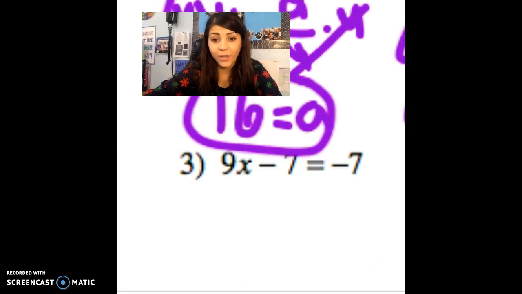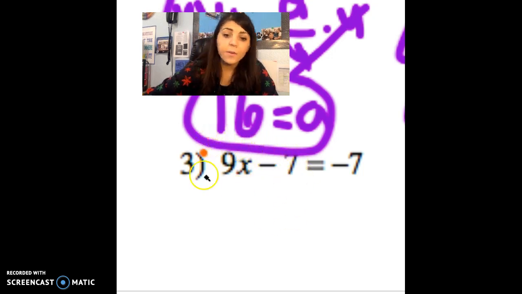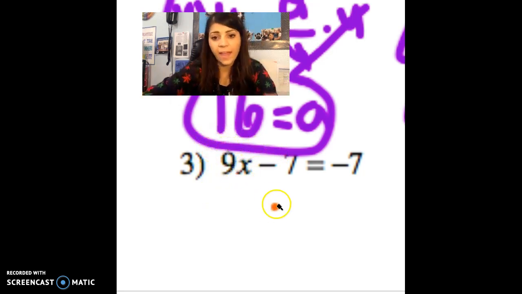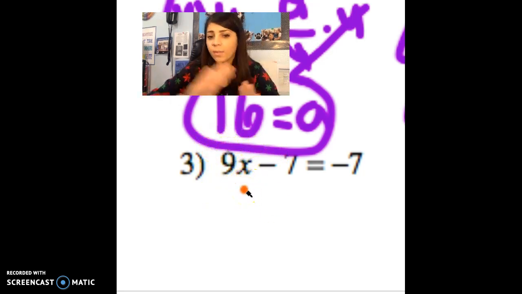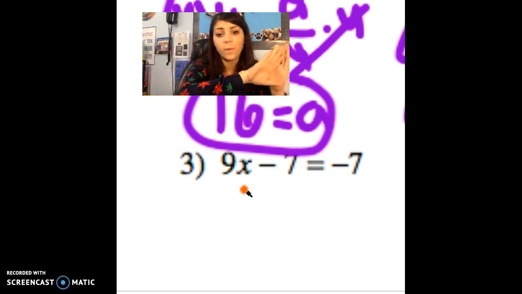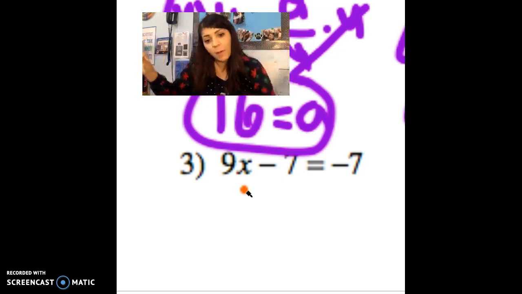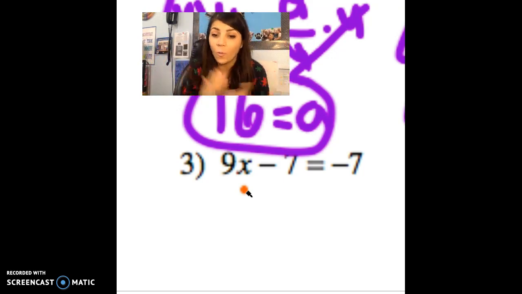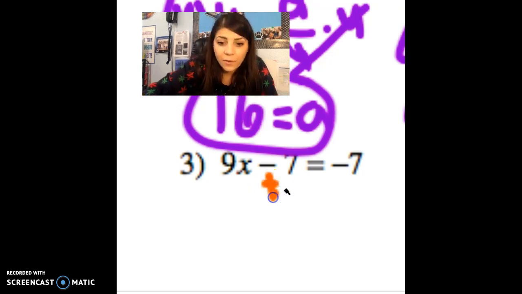Okay, let's go ahead and try out number 3. So we see 9x minus 7 equals -7. So we know that we have to get this guy away from the x. Because if we know where the x is, you guys, we know which number is the outsider. We know which number we have to do the inverse to so that we can get it back to our one-step equation, okay? So I'm going to add 7 over here.